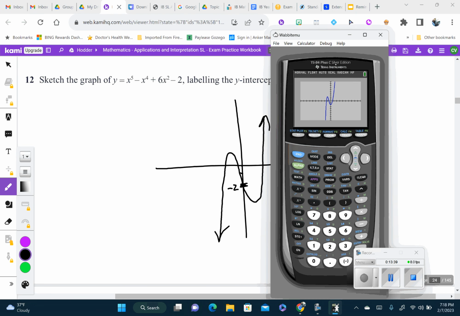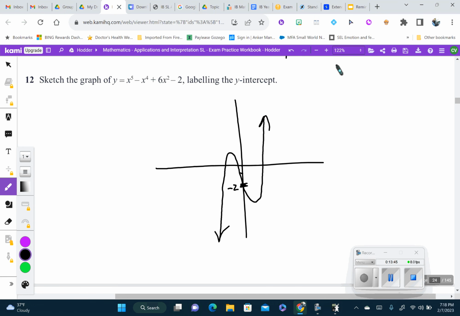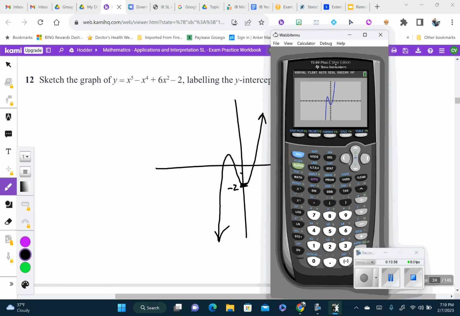So just make sure. Yeah, no, that wasn't right. Let me go ahead and try this part right here again, okay? So it goes up, comes down, hits that, and then goes up, okay? That's probably a little bit better, yeah. So that -2 is our y-intercept. It's also where the minimum point is, the local min, okay?